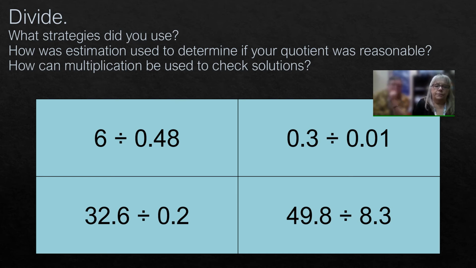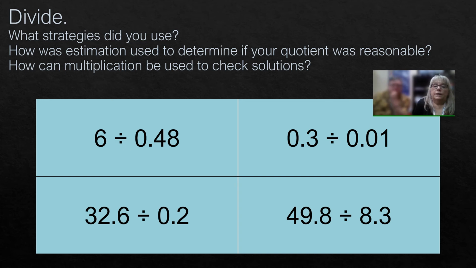Well, if I'm thinking about estimation or rounding, and I've worked with base 10 blocks, I know that 48 hundredths is about half. Correct. Or 5/10. So it's really asking how many halves are in 6? Well, there's 12. Right, it's going to be around 12 as the quotient. Because there are 2 halves in every whole, and I have 6 wholes. So I would have to multiply 6 times 2 to get my quotient.